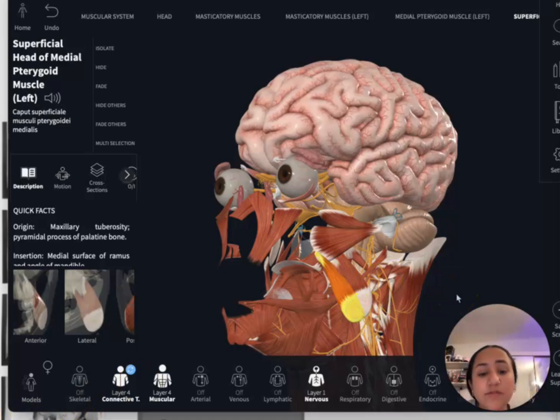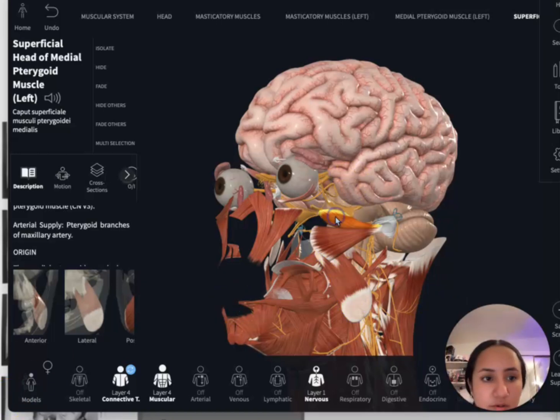This is the superficial head of the medial pterygoid muscle. The origin for this is the maxillary tuberosity, and the insertion is the medial ramus and the medial angle of the mandible. The action for this is that it laterally moves and protracts the mandible.